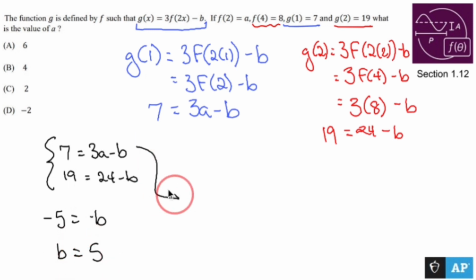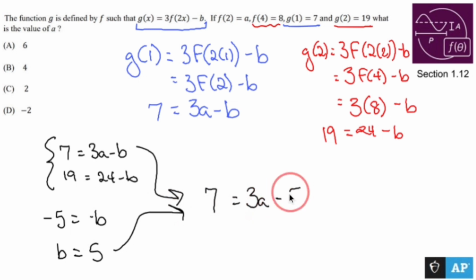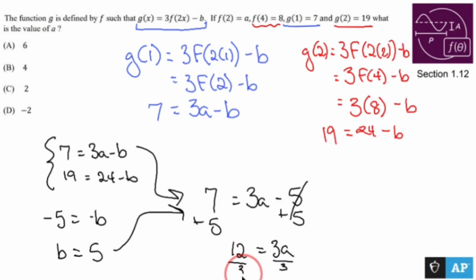I could take that and the top equation and replace b with 5. 7 equals 3a minus 5 has me adding 5 to both sides to get 12 equals 3a. Divide both sides by 3, and after all of that, a is 4.